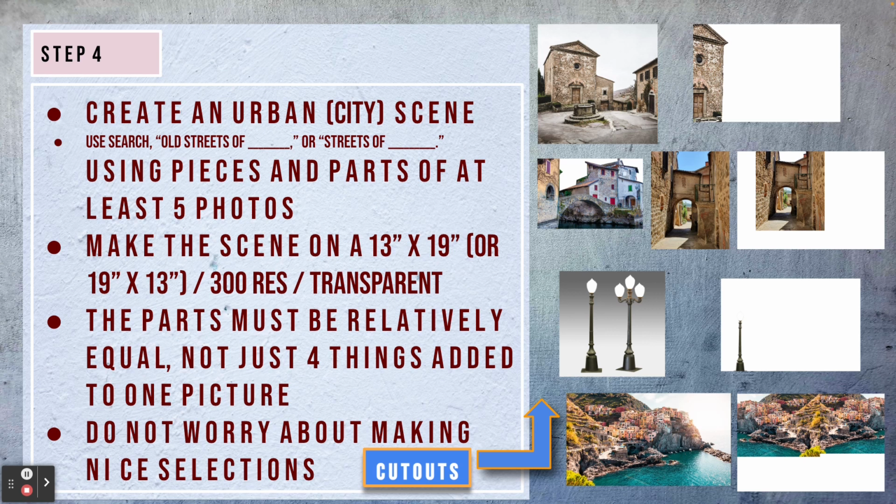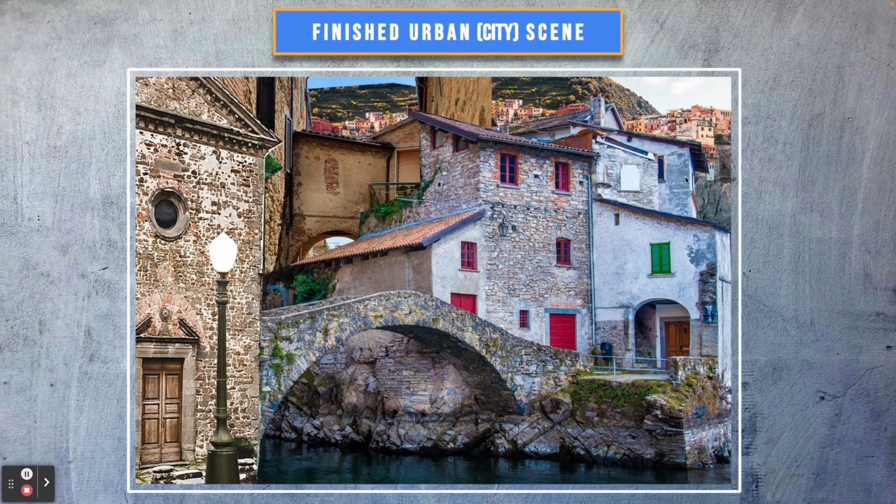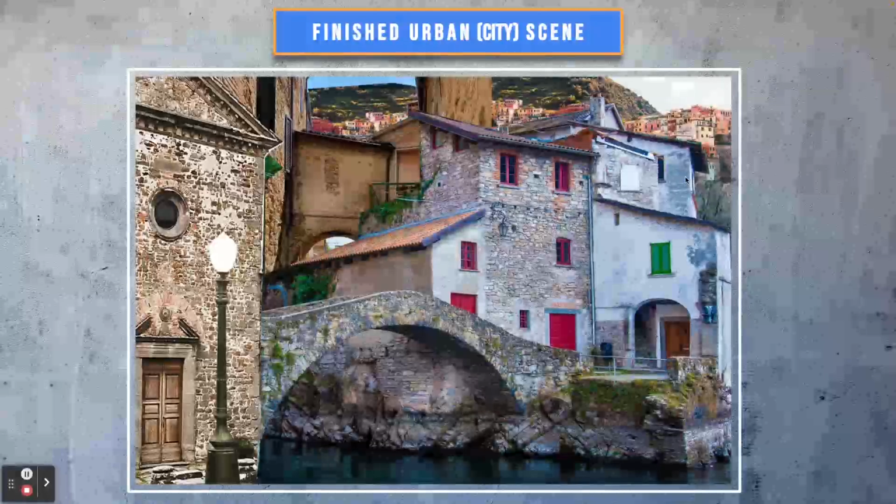Do not worry about making nice selections. You're going to use the polygonal lasso tool for this, and your cutouts do not have to be perfect whatsoever. So you can see over here on the right all of the different images that I found online to create my final image, which is actually not here. These are just the cutouts that I used with the polygonal lasso tool. Let's see, what do I have here? And there's my finished urban scene.